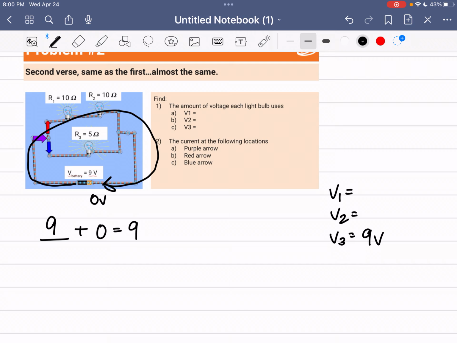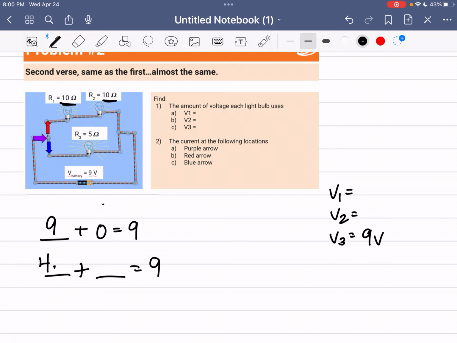And like the last one, these two are sharing, and so what plus what equals 9, but they have the same resistance, so it's just going to divide by 2. Okay?